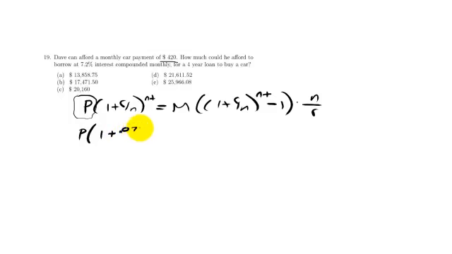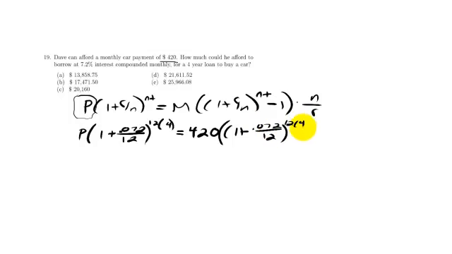So 0.072, 12, N is 12 times 4 years, so 4. The M, monthly payment, 420. 1 plus 0.072 over 12, 12 times 4, minus 1. Nope. Let's try that again. 12 over 0.072. Alright, so I'm going to plug this into my calculator.